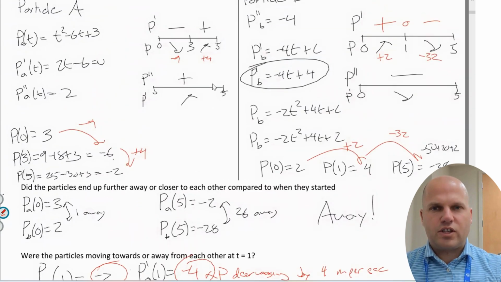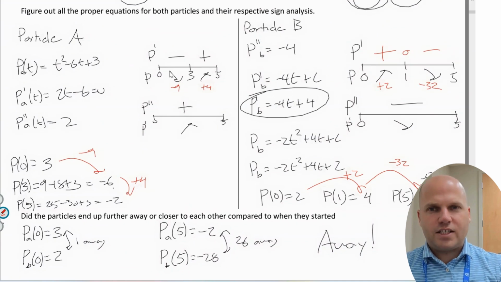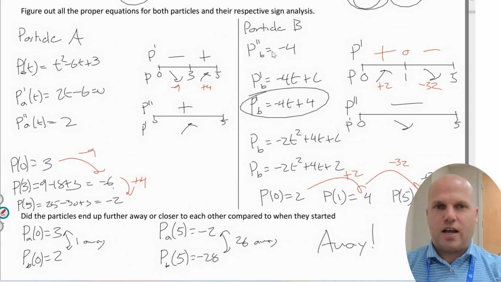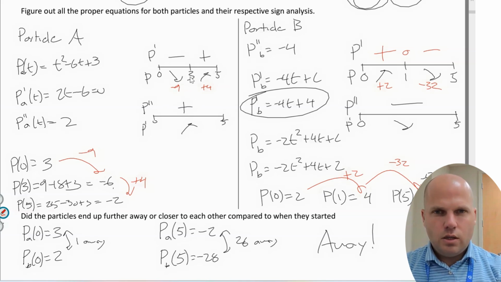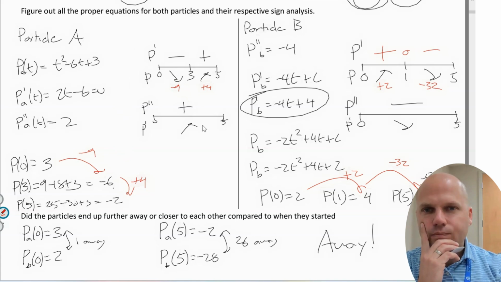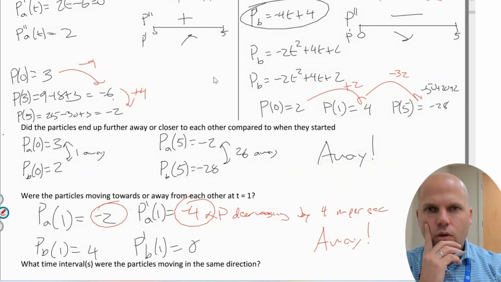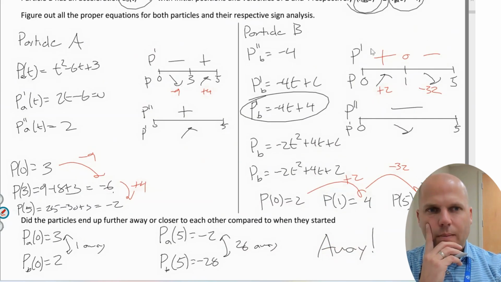When are the particles moving in the same direction? It's when their velocities have the same sign, or the derivatives have the same sign, or when their positions are decreasing or increasing at the same time. From 1 to 3, my signs are the same for P prime, whether P is increasing or decreasing. From 1 to 3, P prime is negative.